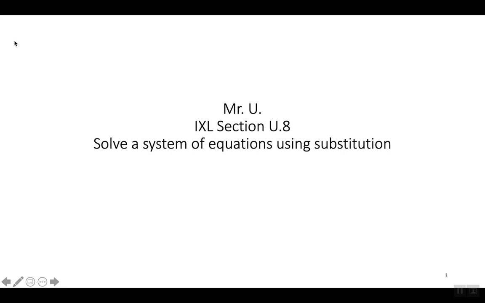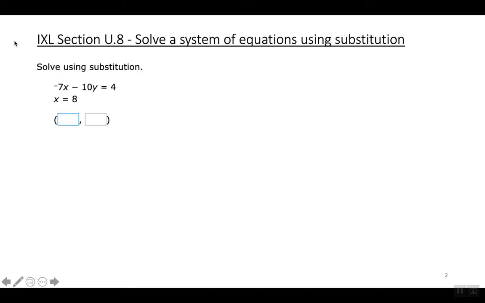IXL Section U.8, solve a system of equations using substitution. In our previous classes, we already went over how to solve a system of equations using graphing. You could also solve a system of equations using substitution.